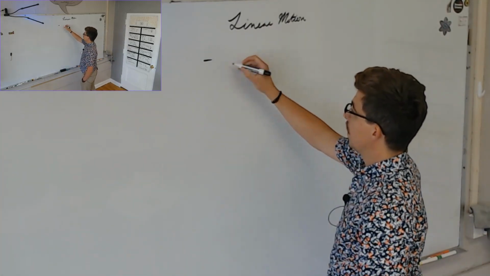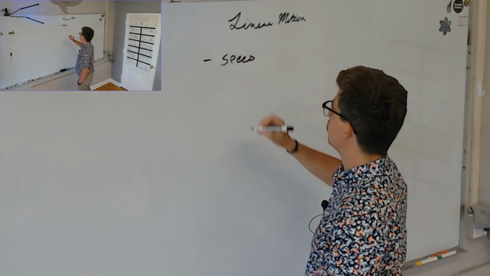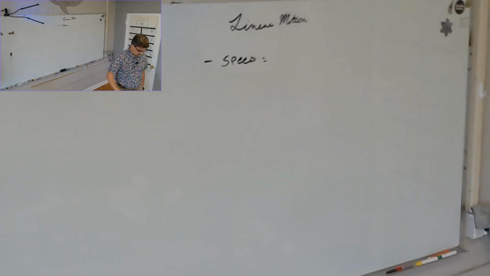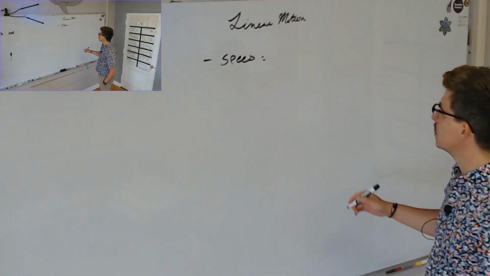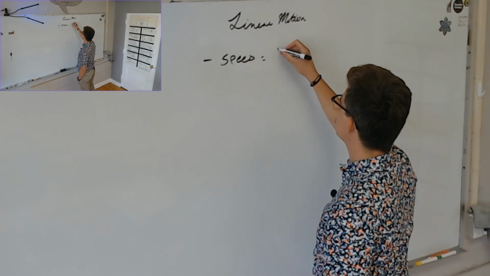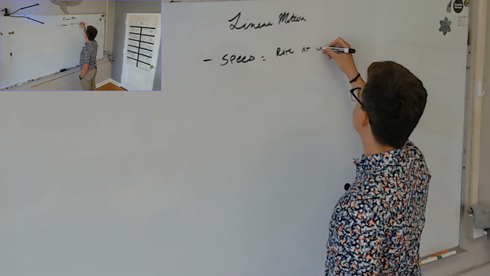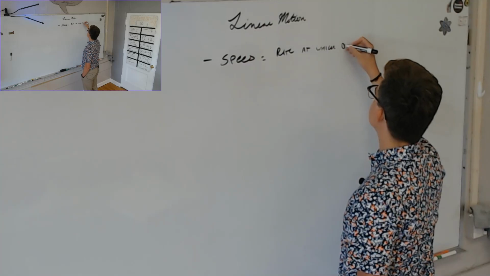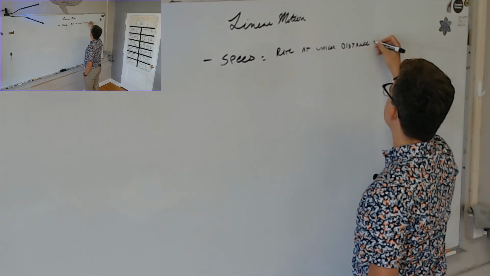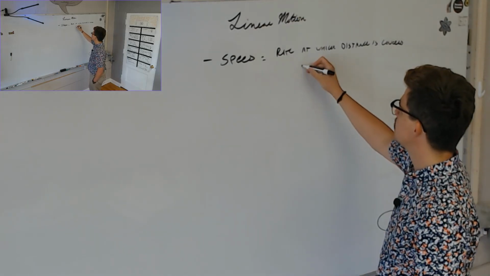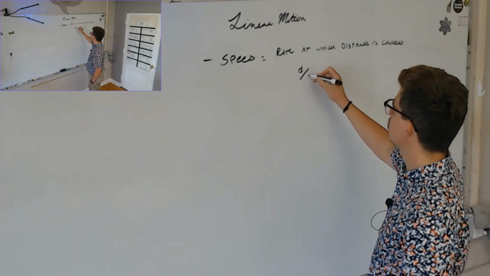Motion is described mathematically by speed, primarily. How do we express speed? Speed is how fast something is, the rate at which distance is covered, expressed as distance per unit time.